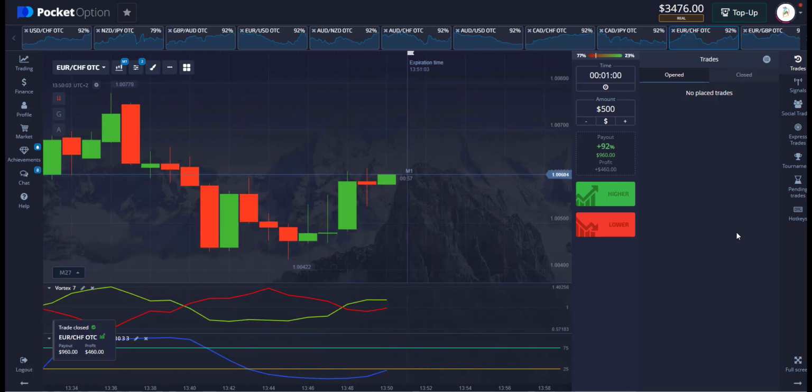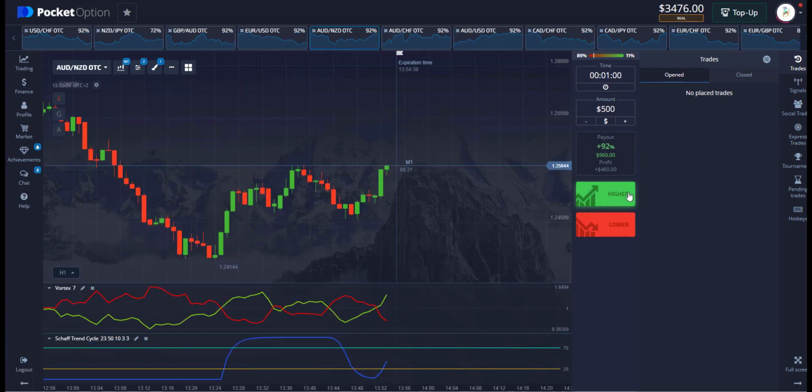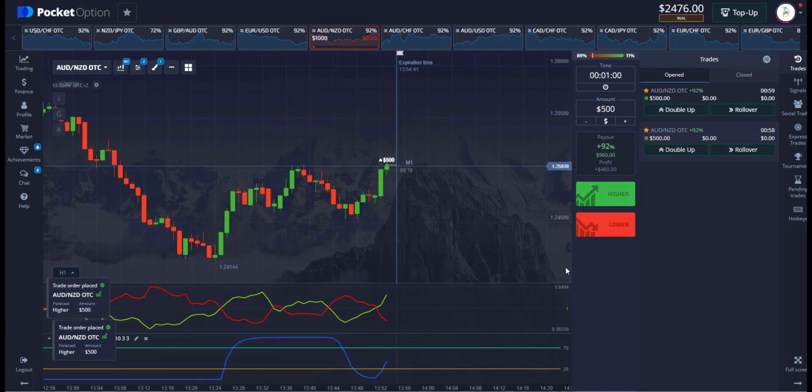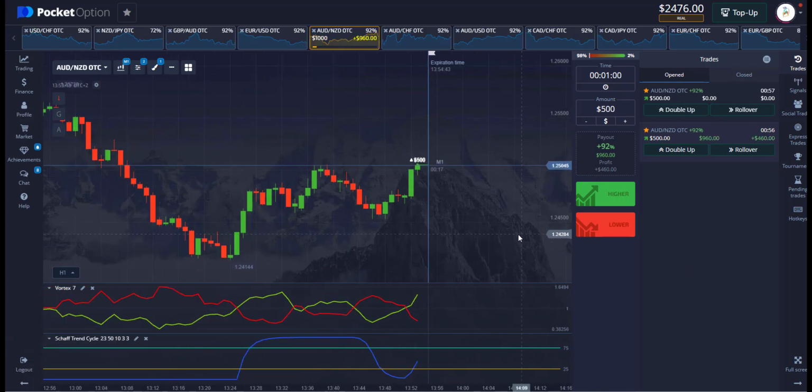Trade closed successfully. You should look for the good moment to trade. Here, as we said previously, we have 2 indicators to help. So if we see the Vortex indicator, there is an intersection, and the Schaff trend cycle indicator is heading upwards, let us wait for the end of trading.